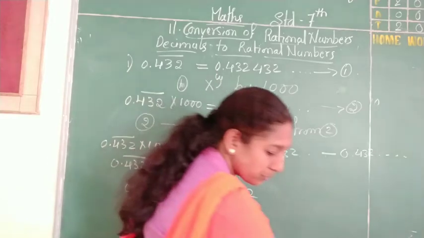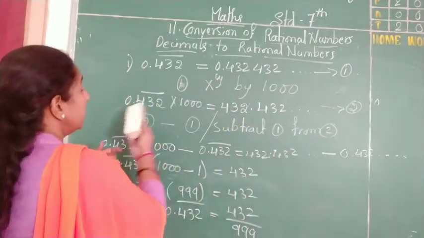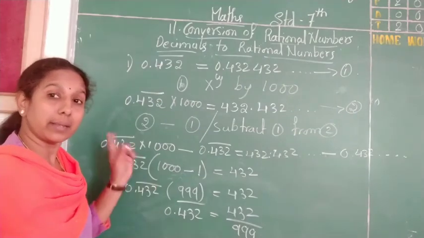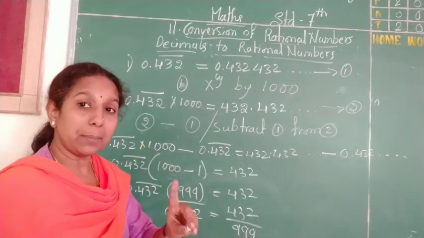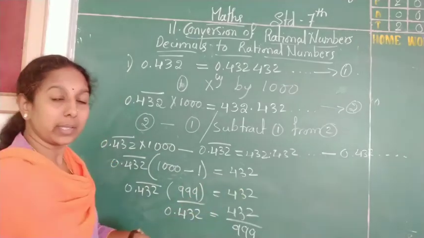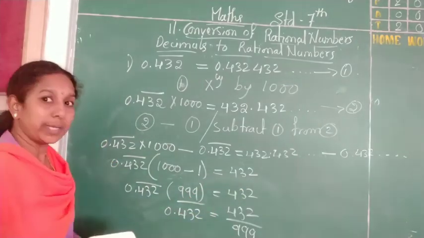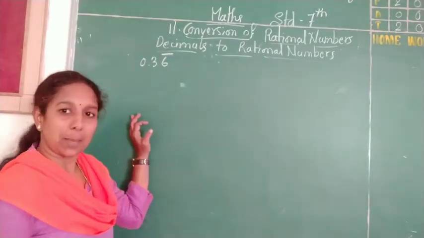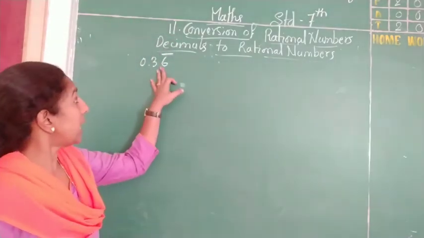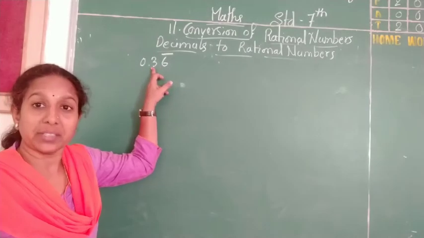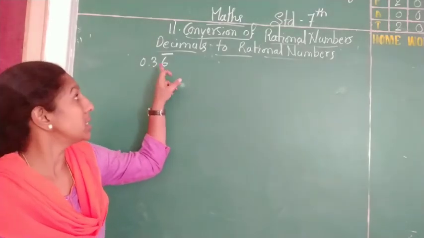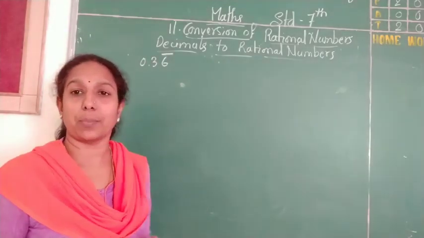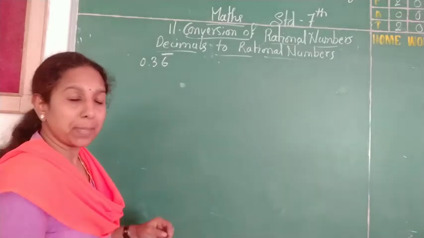Here all the 3 digits are recurring. But if one number is not recurring and the remaining are recurring, then how to do that? So let us learn that type of sum now. See here, this is the second example I have taken. You can see that here the 0.3 is not repeating, only 6 is repeating. In such a case, how do we solve this type of sum? So let us do it step by step.